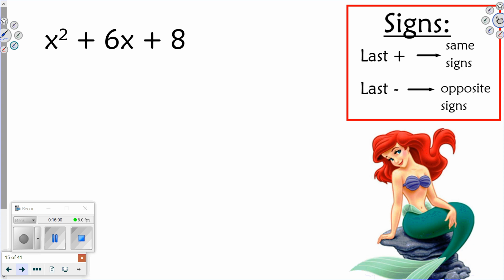X squared plus 6x plus 8. All right, no GCF. We'll set up our parentheses. What are my signs? Good, they're both positives. All right, last one's positive. How do you multiply to get a positive? Both plus or both minus. There's no minuses in there, so I'm going to go with the both plus option. Options for A? Good, just 1 and 1. And for C?